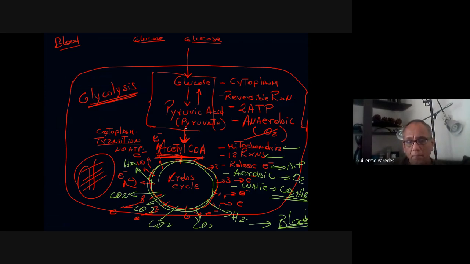One thing I forgot to mention here is this. Look at that. From pyruvic acid to acetyl-CoA is in one direction. Pyruvic acid can turn into acetyl-CoA, but acetyl-CoA cannot go back to pyruvic acid. This is huge, okay? So that is an irreversible reaction. The one that is reversible is glucose and pyruvic acid, okay? So that is crucial. That is very important to know, okay?